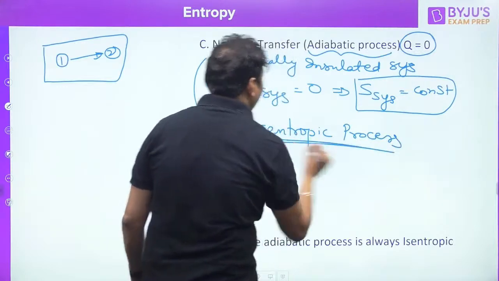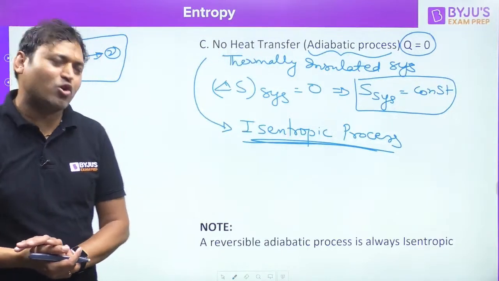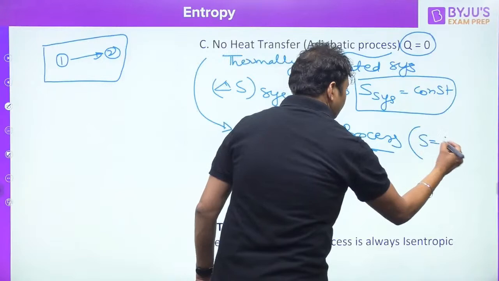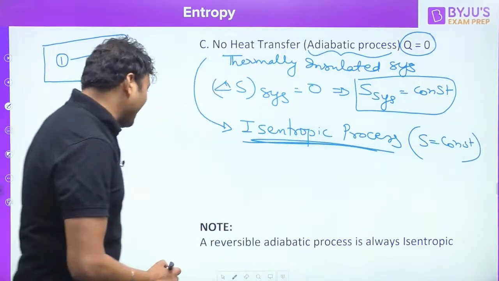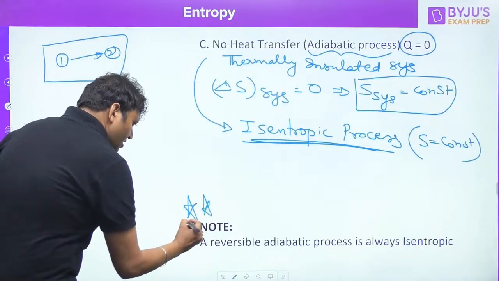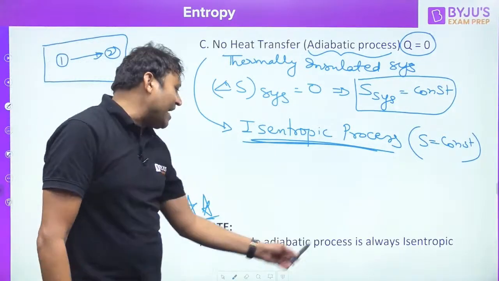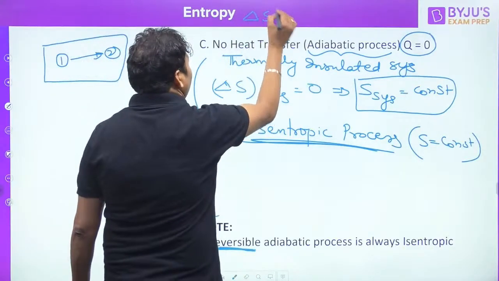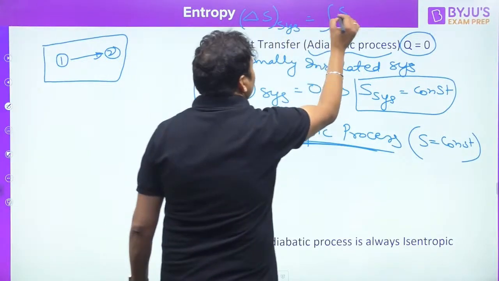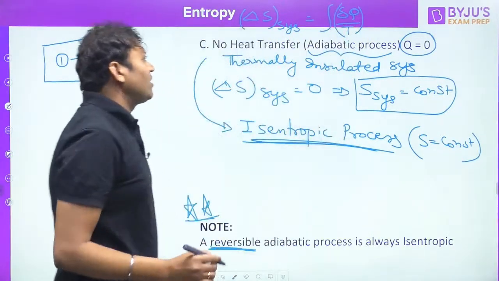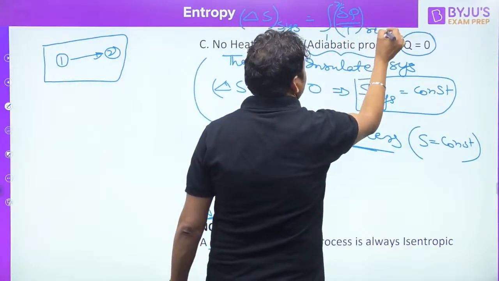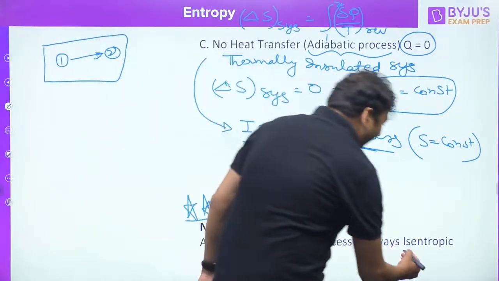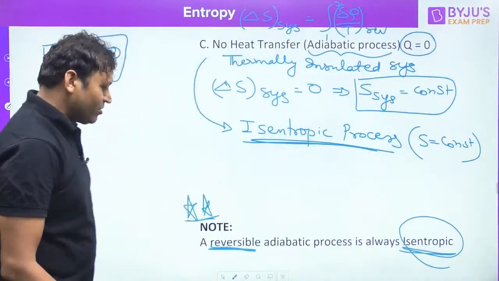That process is known as an isentropic process, a constant entropy process. So the conclusion here is that a reversible adiabatic process is always isentropic. Reversible is important because we are using the formula delta S for the system is equal to the integration of del Q by T, which holds because it is a reversible process. That is why entropy generation is 0.